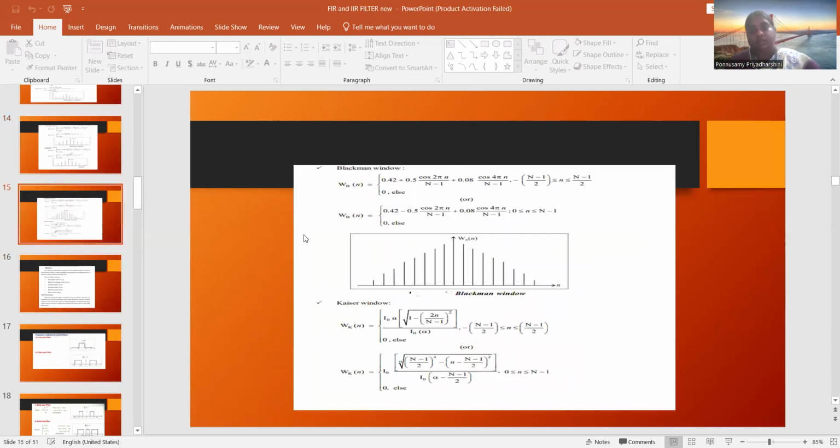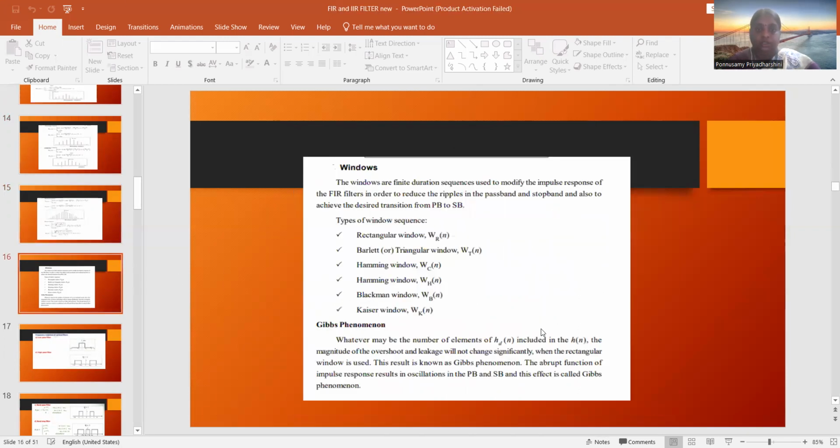Then the Blackman window and the Kaiser window. So these are also different types of windows. So totally we have the rectangular window, triangular window, Hanning window, Hamming window, Blackman window, and Kaiser window.